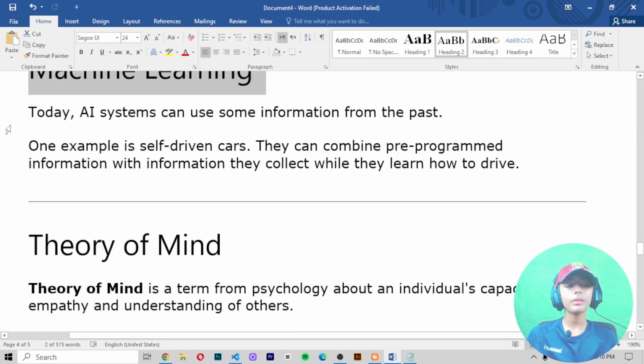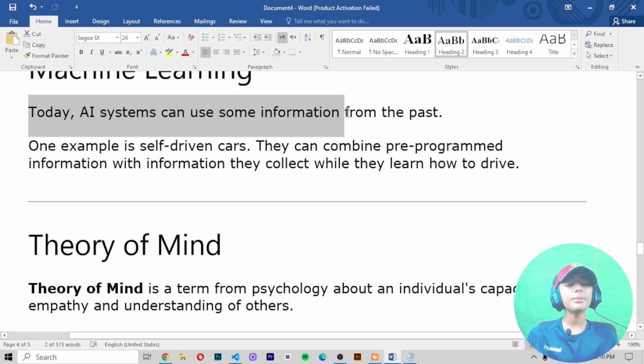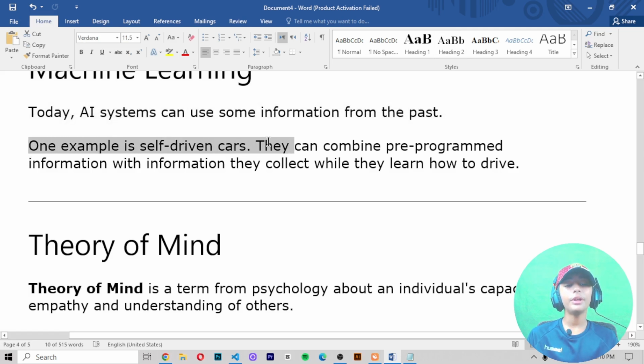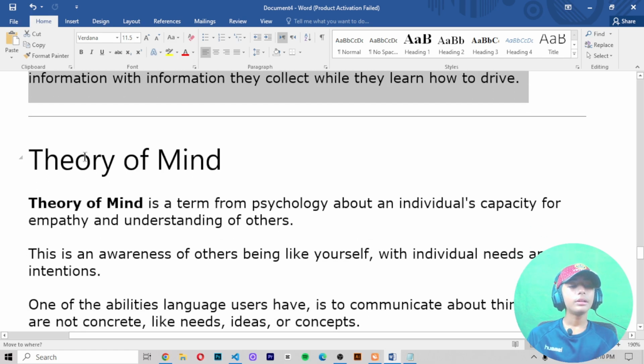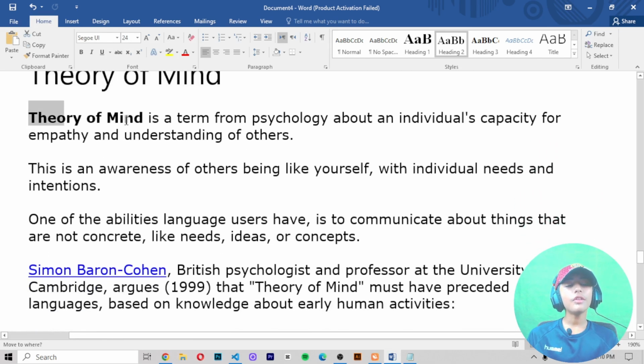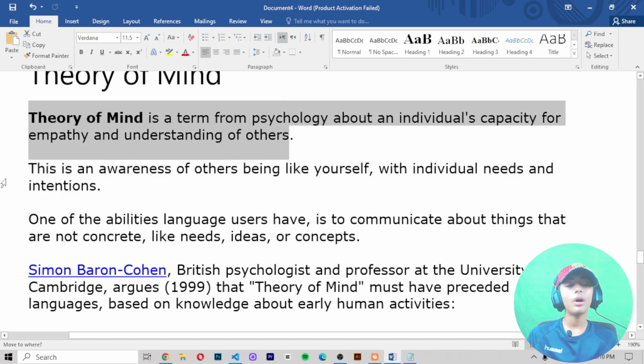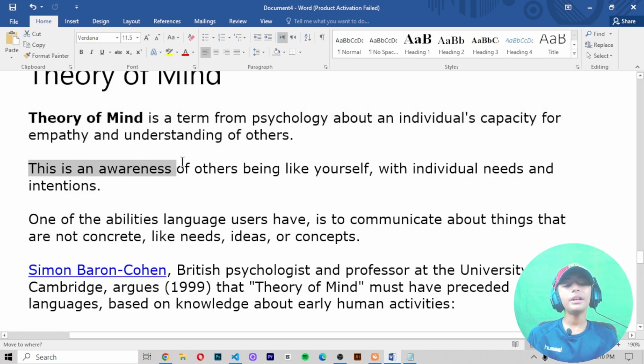Machine learning. Today, AI systems can use some information from the past. One example is a self-driving car; they can combine pre-programmed information with information they collect while they learn how to drive. Theory of mind. Theory of mind is a term from psychology about an individual's capacity for empathy and understanding of others. This is an awareness of others being like yourself, with individual needs and intentions.